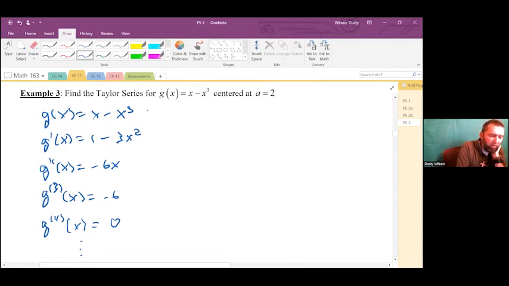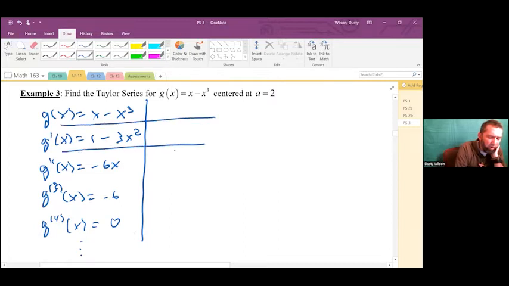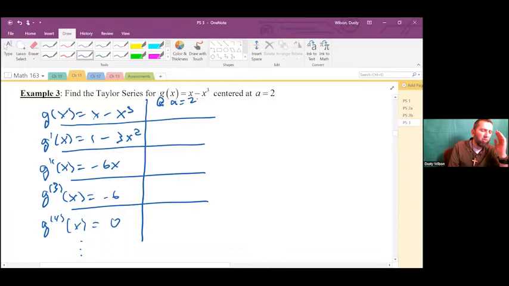Okay? We can evaluate these when a equals 2. So a equals 2. So g of 2 would be 2 minus 8, negative 6. G prime would be 1 minus 12, minus 11. G double prime, negative 6 times 2, negative 12. G triple prime, negative 6, and then 0 from that point forward.